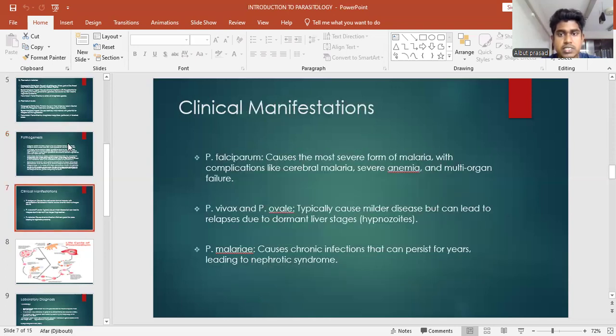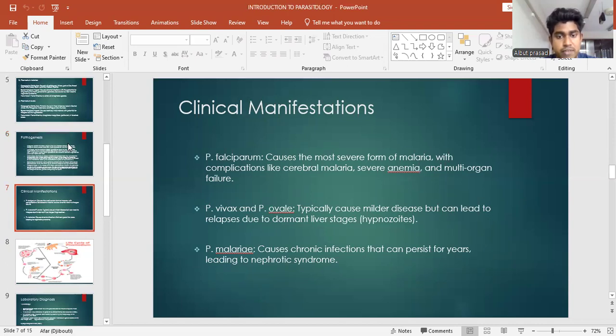Clinical manifestations. First is Plasmodium falciparum, which causes the most severe form of malaria with complications like cerebral malaria, severe anemia, and multi-organ failure.